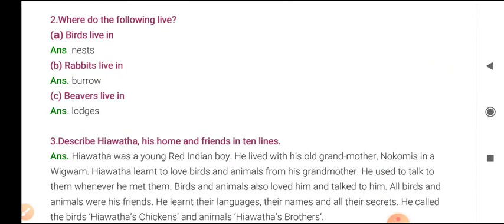Where do the following live? Birds live in a nest. Rabbits live in a burrow. Beavers live in lodges.